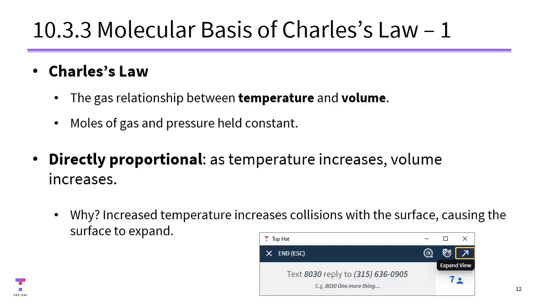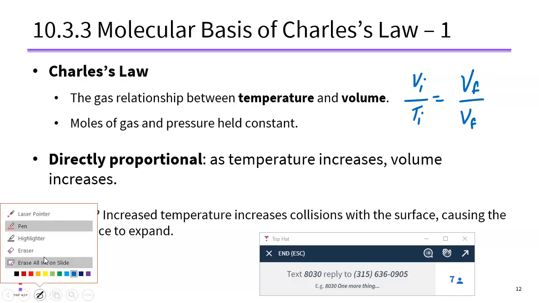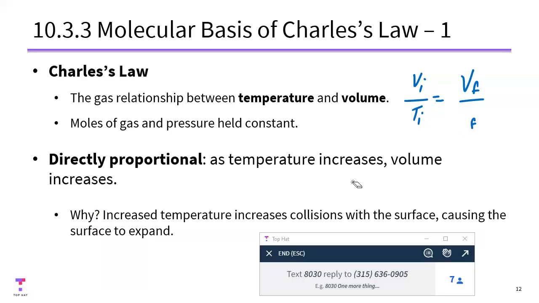Direct relationships are matched by quotients, not products. So if I want to look at the relationship between volume and temperature, I want to look at this as a ratio of conditions, not product of conditions.